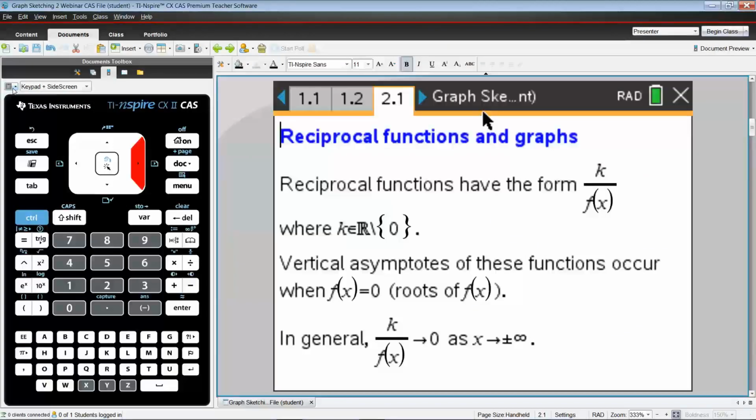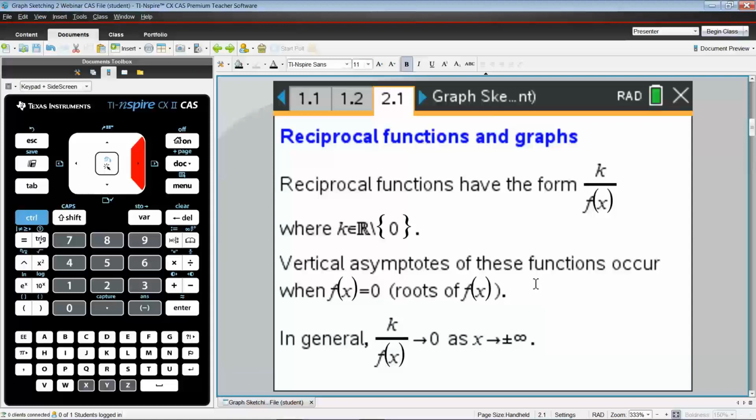Okay, so the first one we're doing is reciprocal functions and graphs. Reciprocal functions typically have the form 1 over f(x), but we can, of course, just multiply it by a constant k, and we get k over f(x). The main feature that reciprocal functions have is that we get vertical asymptotes when the denominator has a root. In other words, the denominator is equal to 0 at a particular x value, and that will lead to a vertical asymptote on the reciprocal function graph.